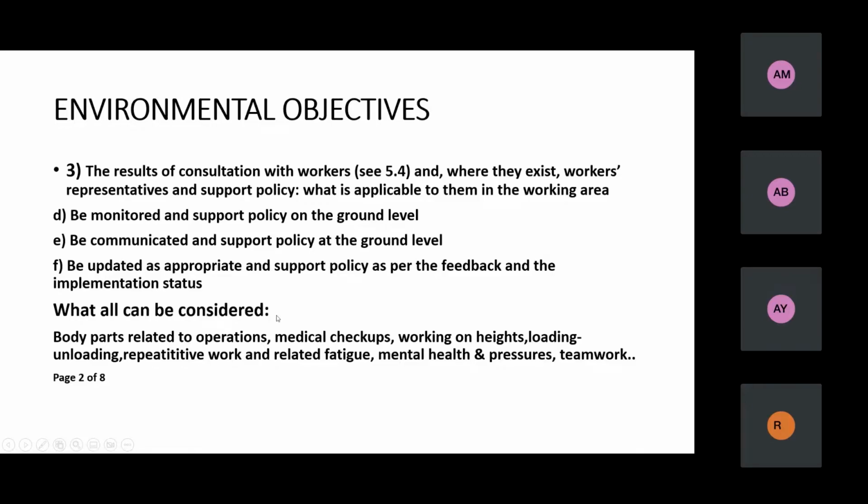Okay. We need to consider a lot of activities here. What all needs to be considered? Body parts related to the operation. The theme which we always discuss in occupational health and safety is that our employees, if they are coming into the organization with two hands, two legs, two eyes, two ears, one nose, correctly with the body parts moving, they need to go out in the same way without being distorted in any way. So how do we do that?